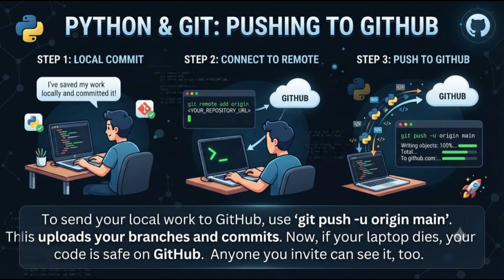To send your local work to GitHub, use git push origin main. This uploads your branches and commits. Now, if your laptop dies, your code is safe on GitHub. Anyone you invite can see it, too.